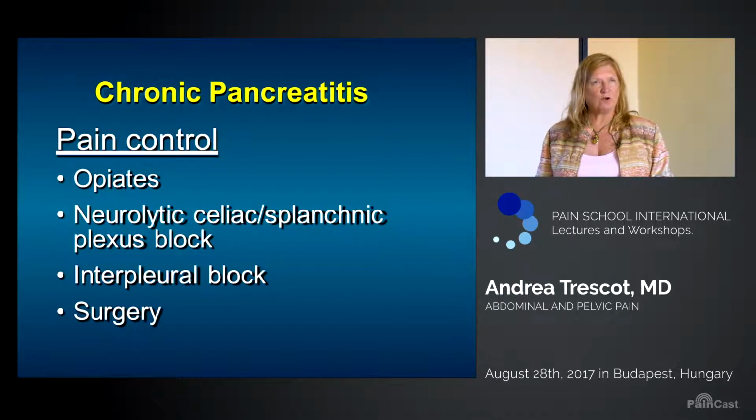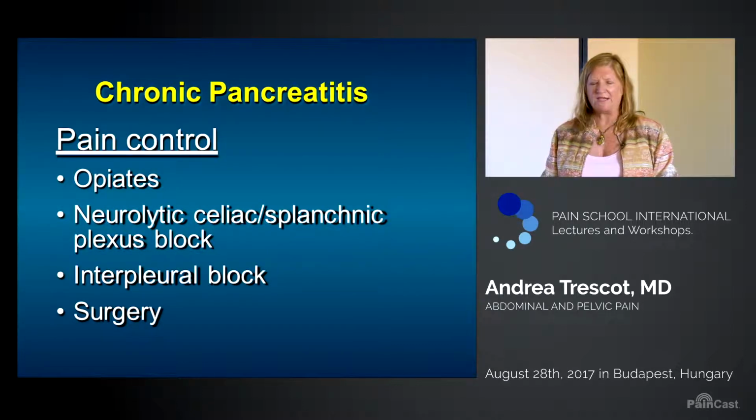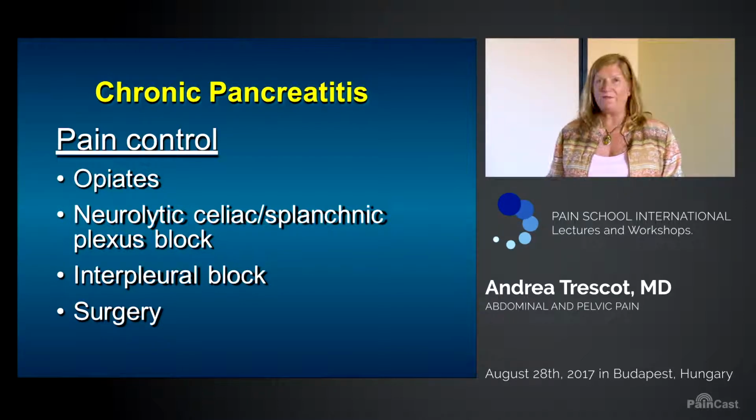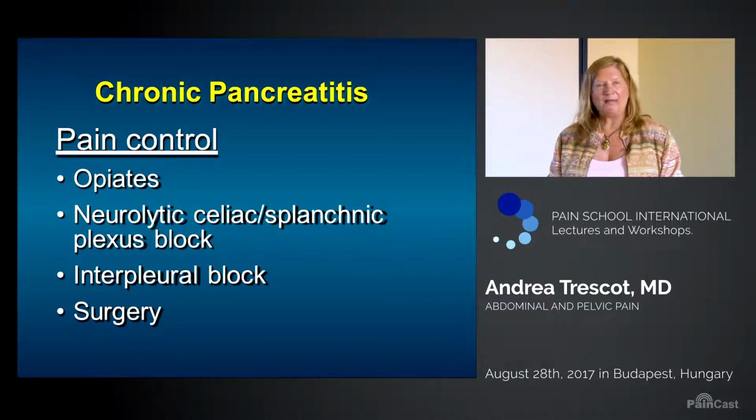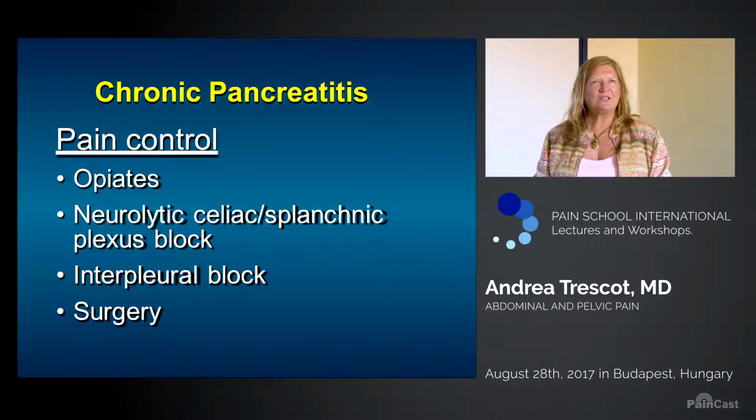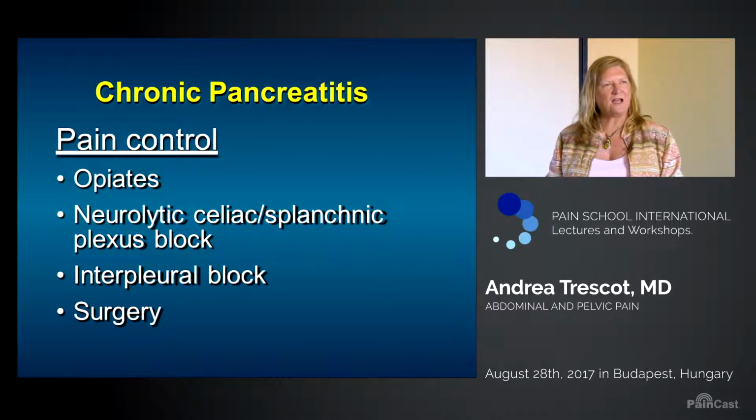So with pain control, when we're looking at chronic pancreatitis, you can certainly give opioids, but that won't fix anything. You could do neurolytic blocks of both the celiac and splanchnic, which we'll talk about in a minute. An intrapleural injection, which has sort of fallen out of favor, but was really a lot of fun to do.